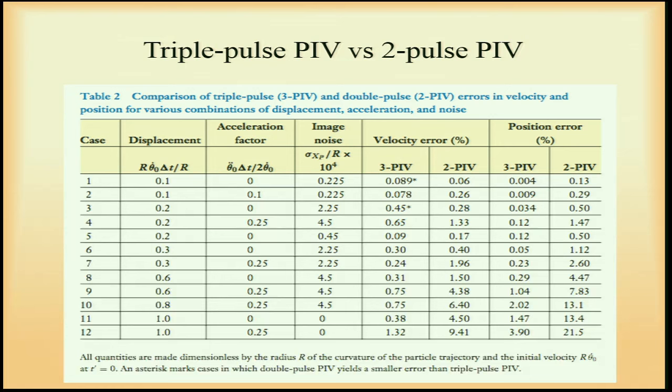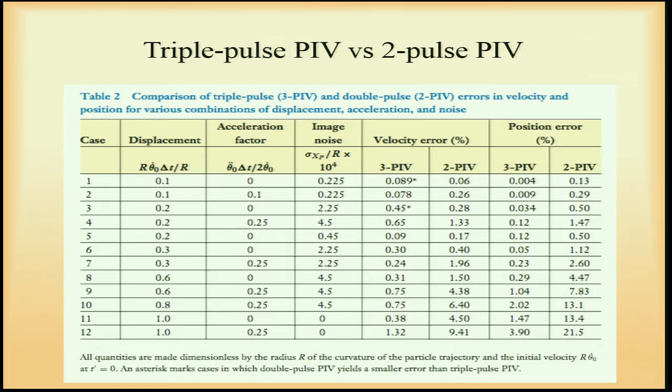So let's compare 2D and 3D position error first. If we use a short displacement, with 2D it's 0.13%, with 3D it's 0.004, so you can see it's a lot better. In fact, that's generally true all the way through. In fact, sometimes there's order of magnitude or more improvement using the third pulse, okay?